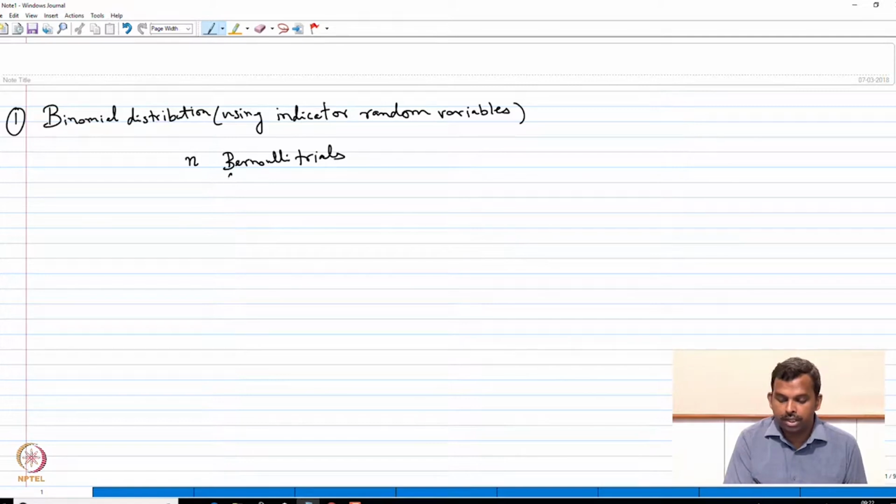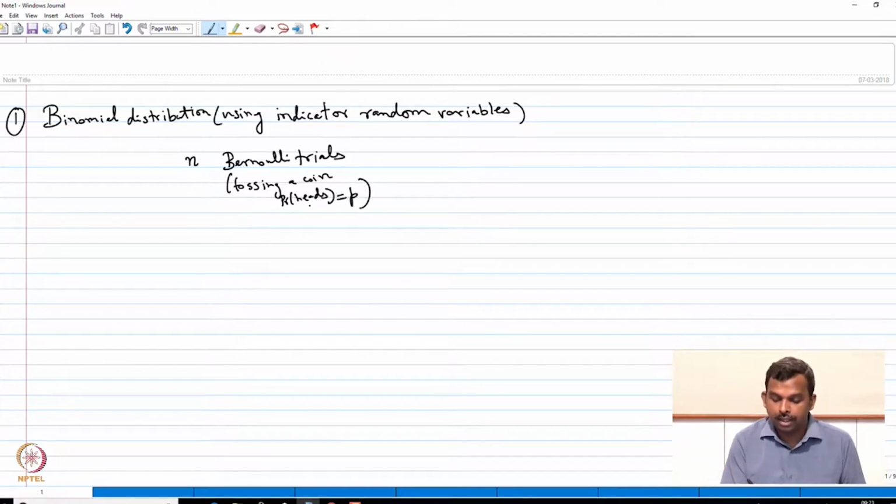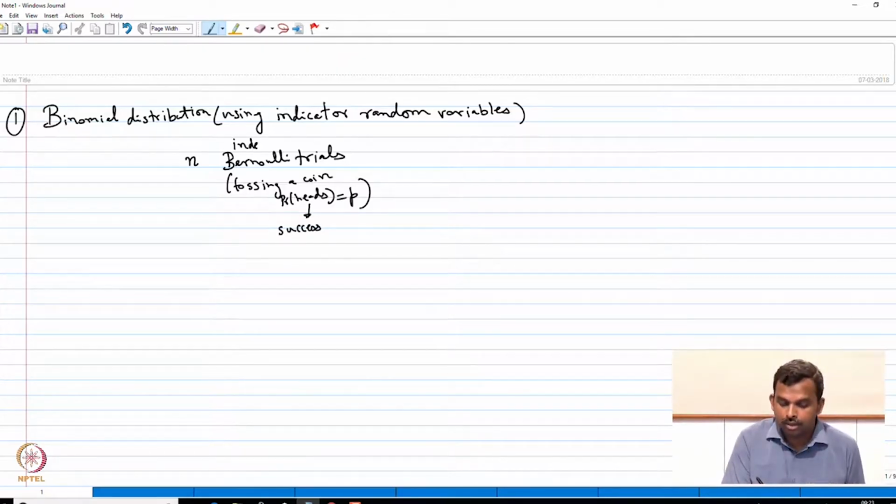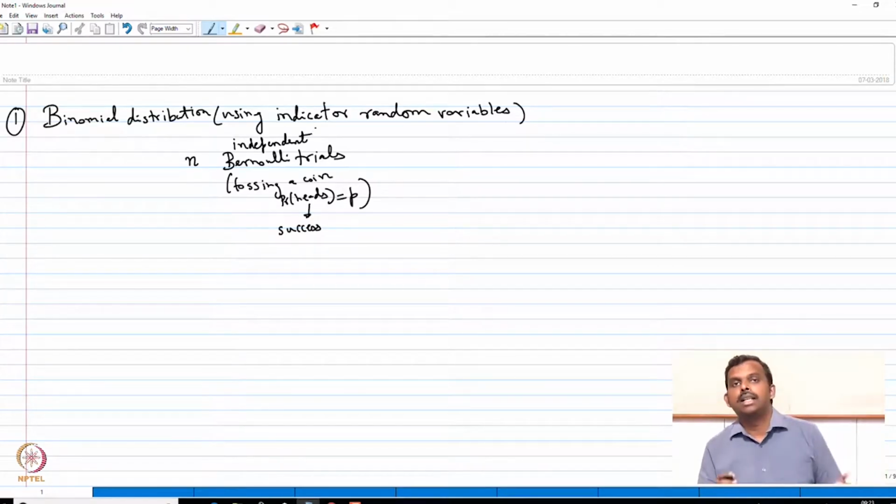What is a Bernoulli trial? You can think of it as tossing a coin. Probability of heads equals, let's say, p. Okay, n Bernoulli trials, and heads is basically success. So I'm doing n independent Bernoulli trials. Those are all very important things to write down: independent Bernoulli trials, and each trial has a success probability of p.